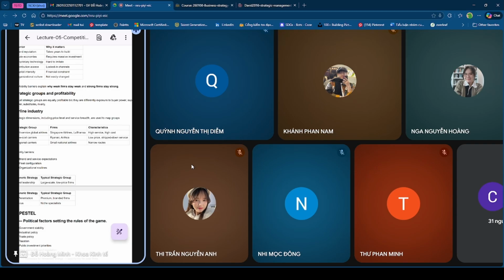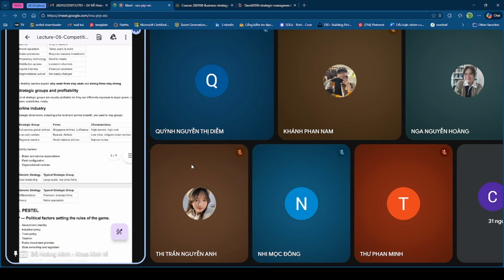They want to create a cost advantage. They make sure their cost structure is the lowest compared with the other firms in the industry. And of course, when they have the lower cost, they can charge the lowest price. And the third one is the regional carrier, which contains the small national airlines.